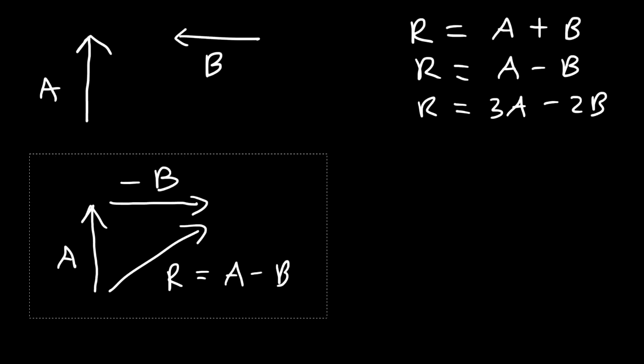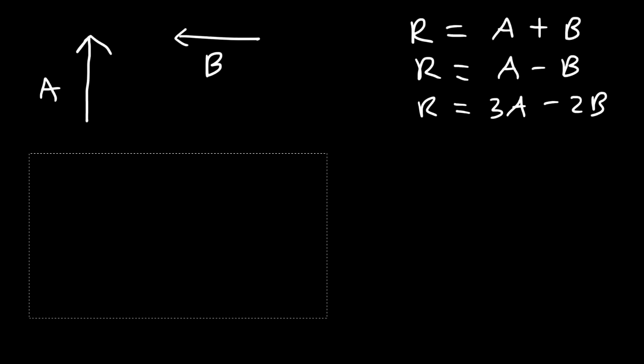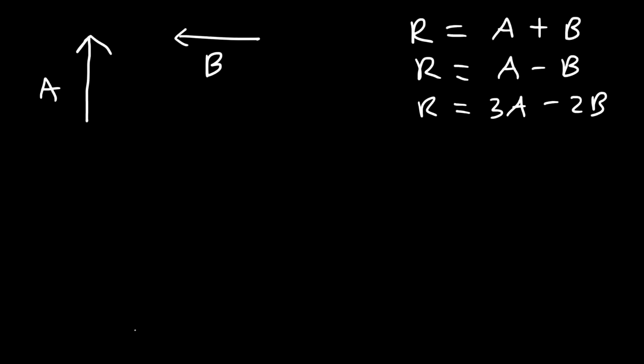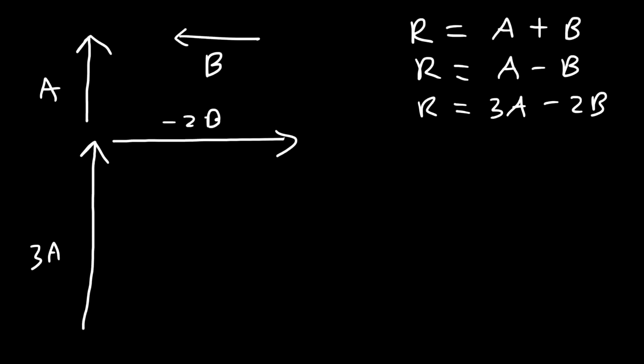Now try the last one, 3A minus 2B. So let's start with 3A. It's going to be 3 times as long. And negative 2B, so it's going to change direction, and it's going to be twice as long. So R is directed towards quadrant 1, and it's very long.